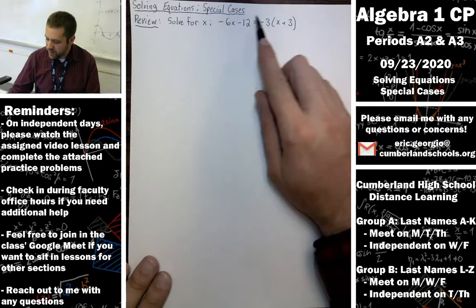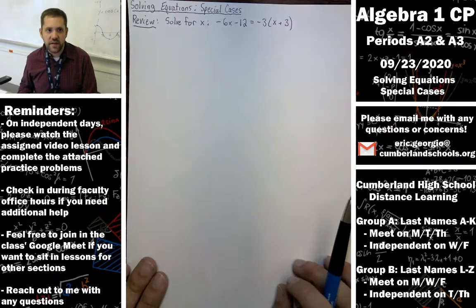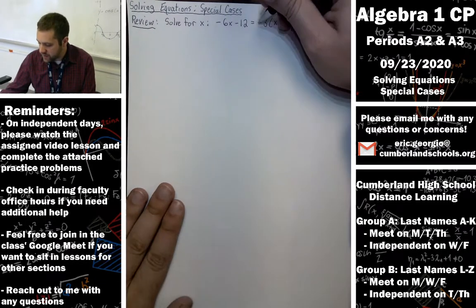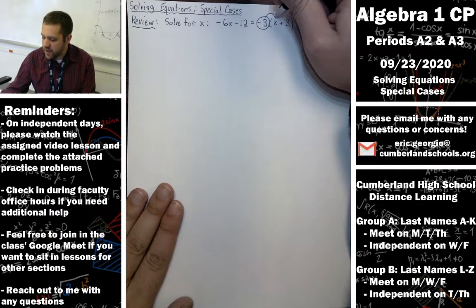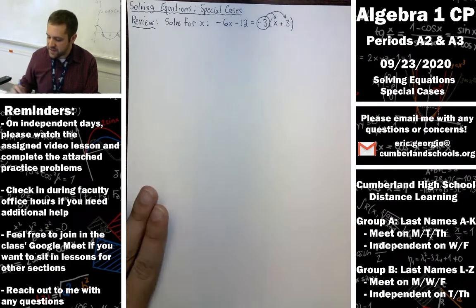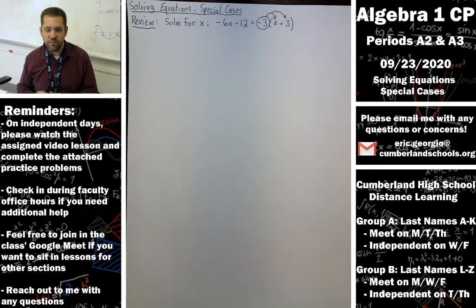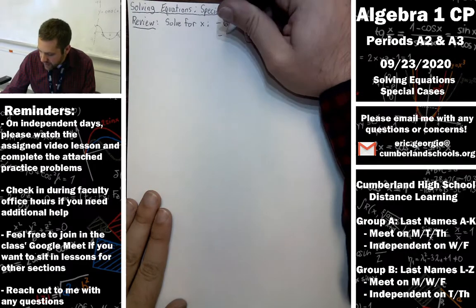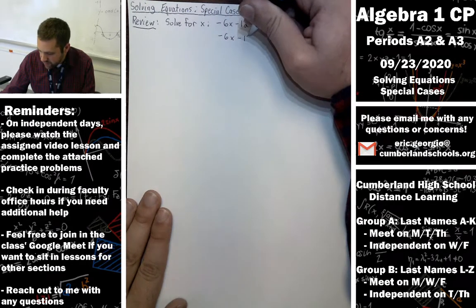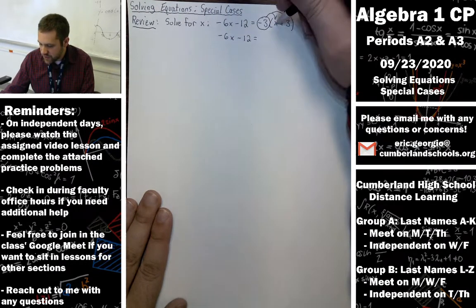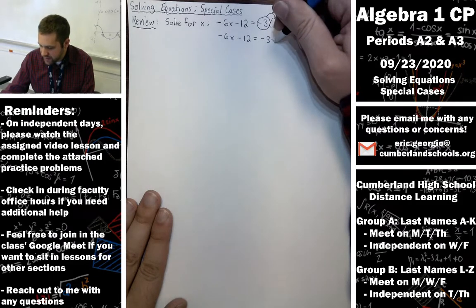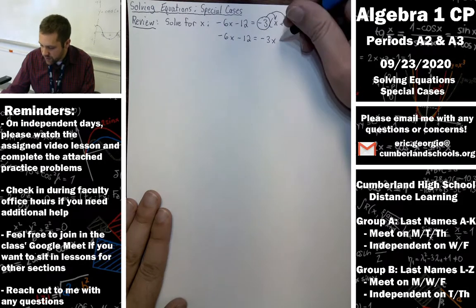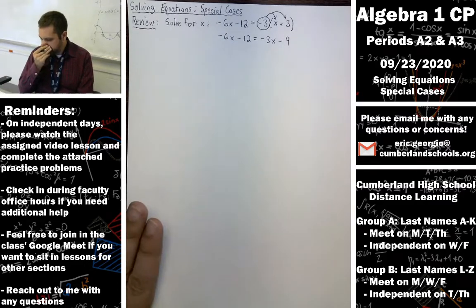So in a problem like this, when we have variables on both sides, the very first thing I'd want to do is distribute. I think based on the conversations I've had with you in class, it seems like everybody has gotten pretty comfortable with that, when you see the distribution to just dive right in and do that right away. So that brings me to negative 6x minus 12 is equal to, if I distribute the negative 3, I'm going to get negative 3x, then negative 3 times 3 is minus 9.